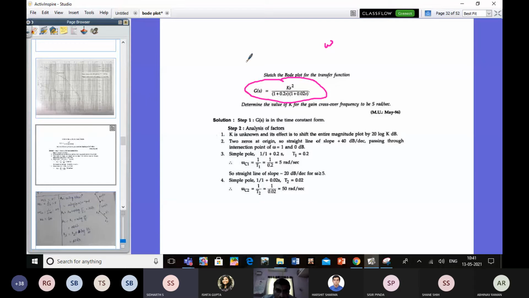One pole is located at T1 equal to 0.2, and T2 is equal to 0.02. Except a pole or zero lying at the origin, the rest of the poles and zeros you consider for determining the corner frequency. So these zeros will be lying at the origin. For the rest of the two poles you can determine the corner frequency. So omega 1 is 5 radians per second. Omega 2, what is that frequency? It is 50 radians per second. Correct, dear?